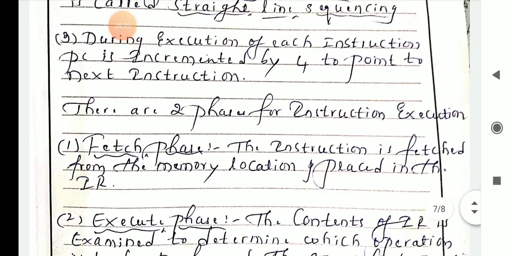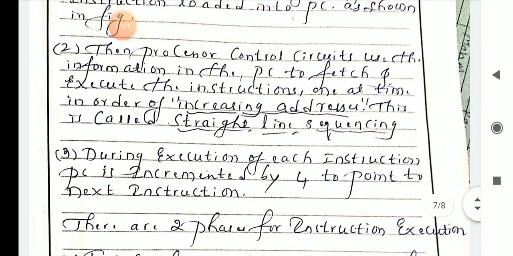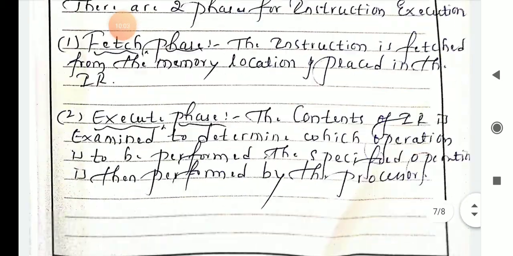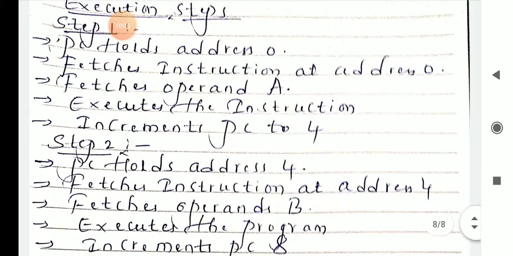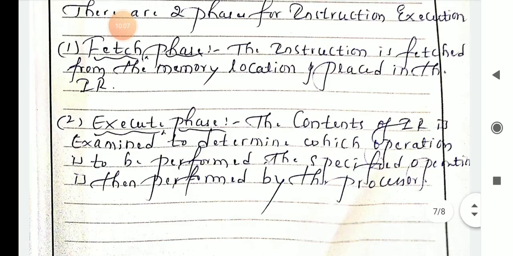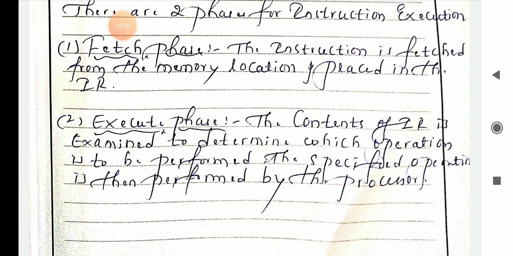Okay, so the second one, the execute phase. The contents of the IR, the instruction register, are examined to determine which operation is to be performed, and the specified operation is performed by the processor.